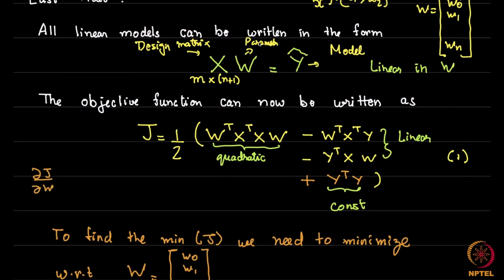Now if we look at this, it is made up of 3 terms: the quadratic term and 2 linear terms. Of course, del J del W with respect to a constant is 0. Now, the way we are going to do it is first we will do the linear terms, then we will do the quadratic term. This is going to involve some amount of matrix algebra. I hope you can follow it.